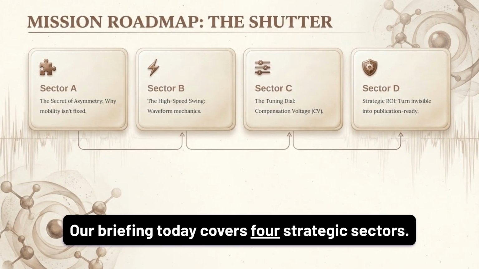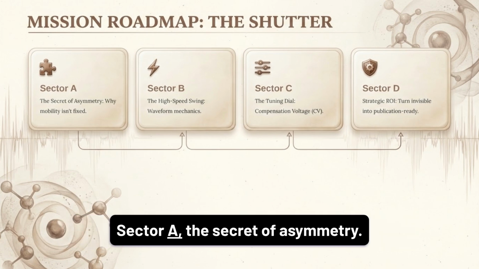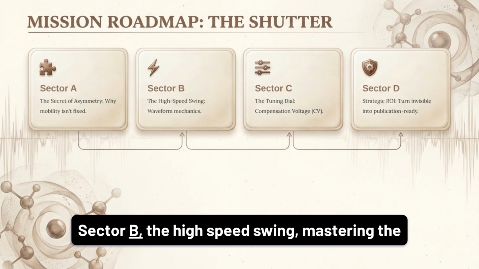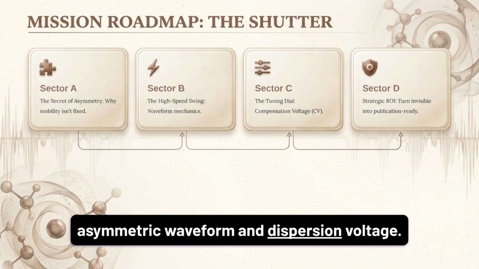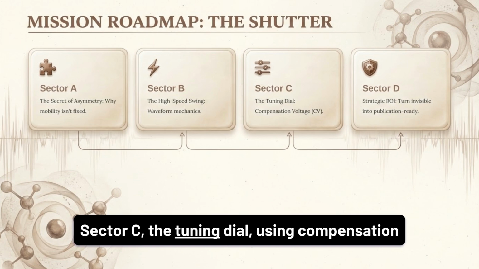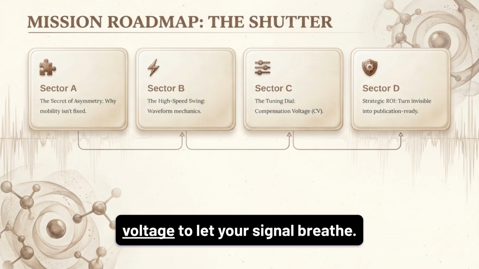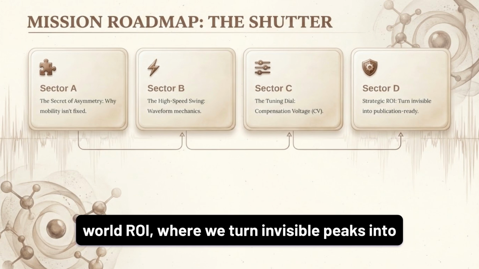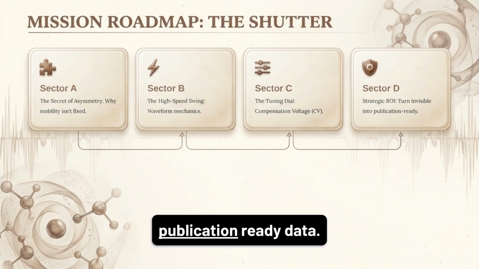Our briefing today covers 4 strategic sectors. Sector A, the secret of asymmetry, why mobility isn't a fixed number. Sector B, the high-speed swing, mastering the asymmetric waveform and dispersion voltage. Sector C, the tuning dial, using compensation voltage to let your signal breathe. And finally, Sector D, strategic cleaning, the real-world ROI, where we turn invisible peaks into publication-ready data.